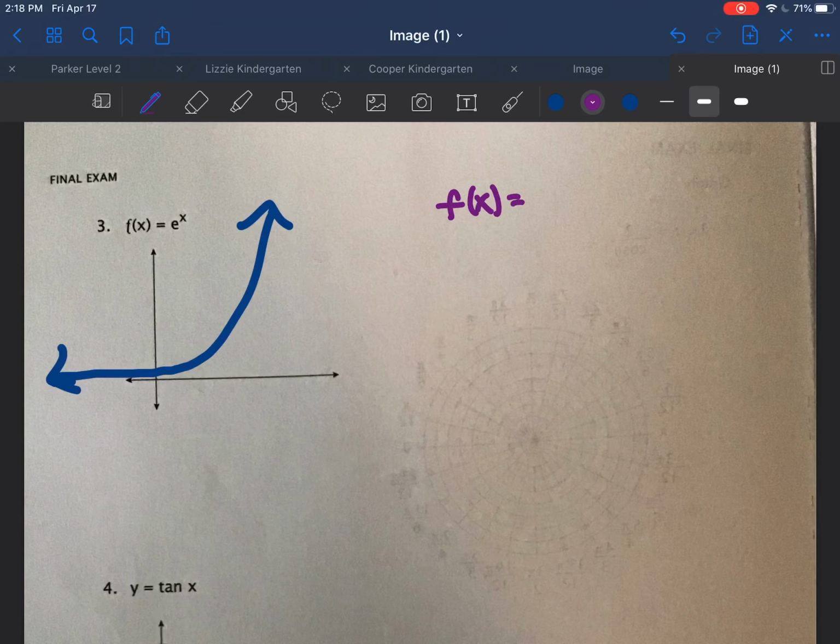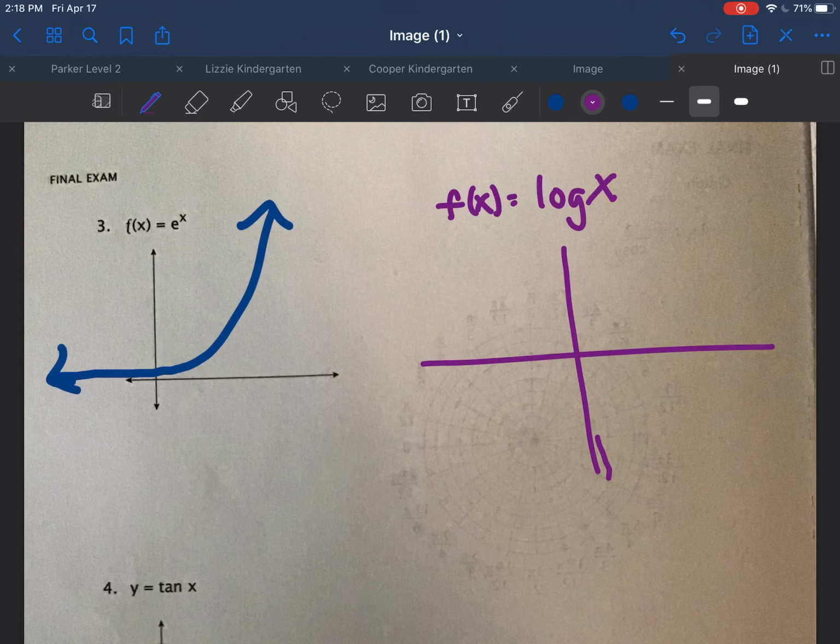So f of x equals log of x. Okay, that would be a base 10. If you were to graph this, it starts coming up from the y-axis and then whooshes out that way.